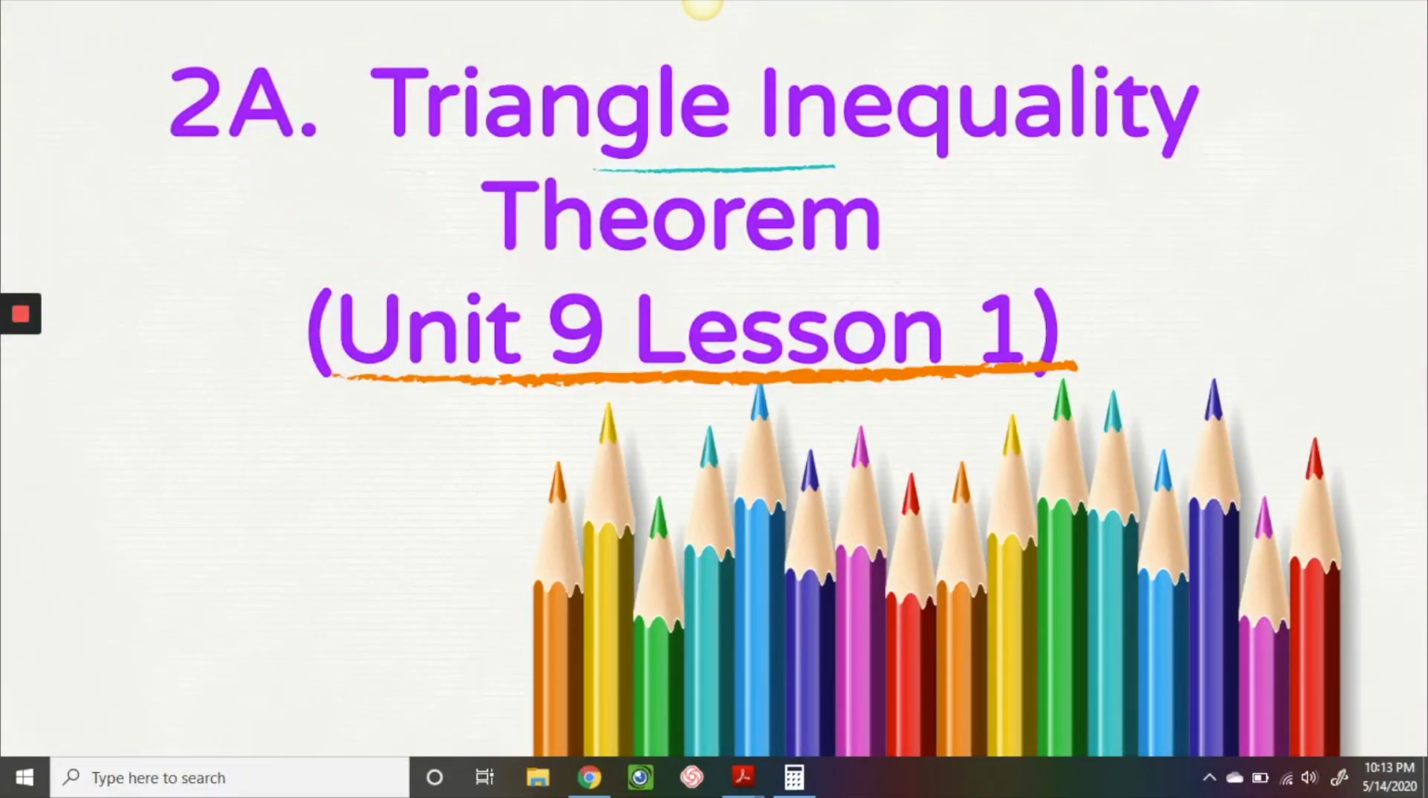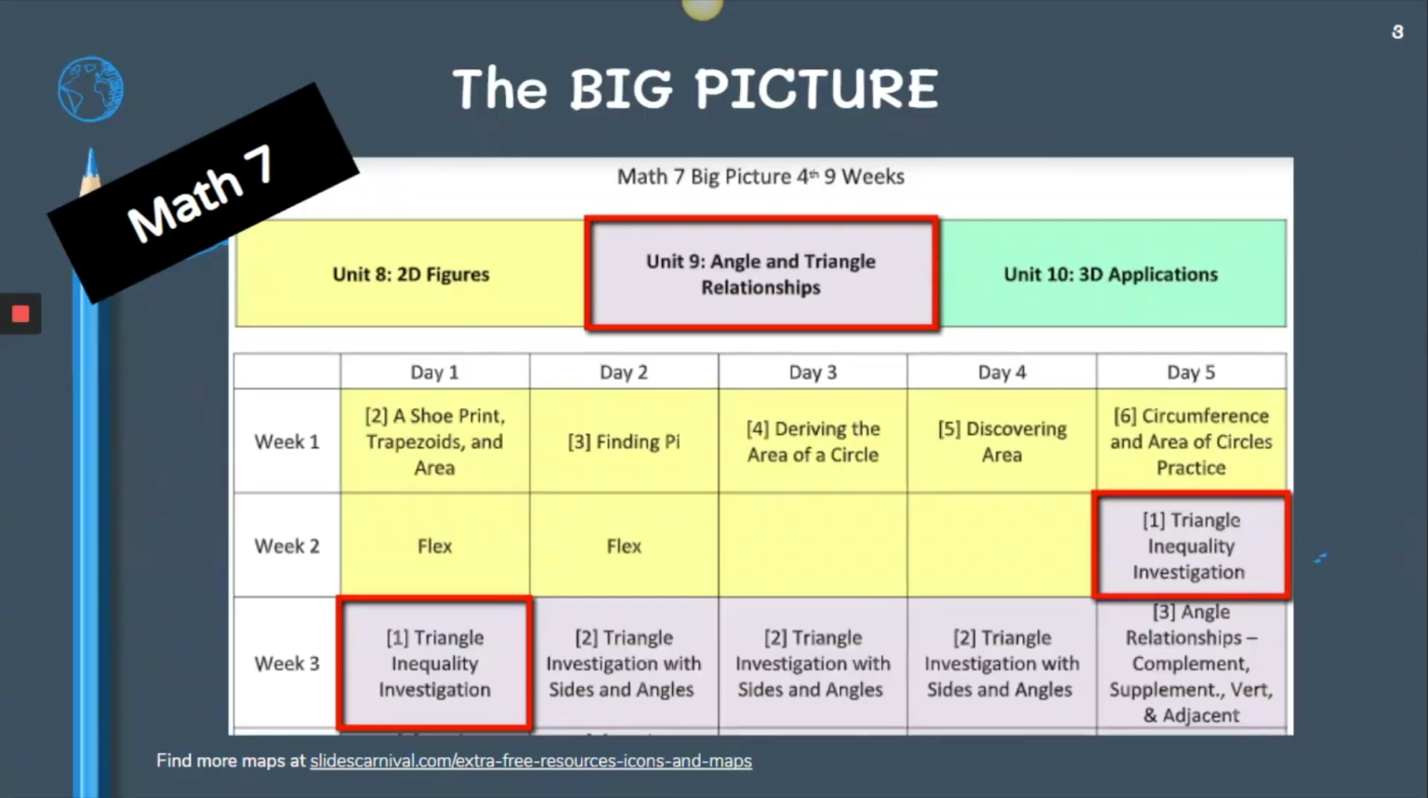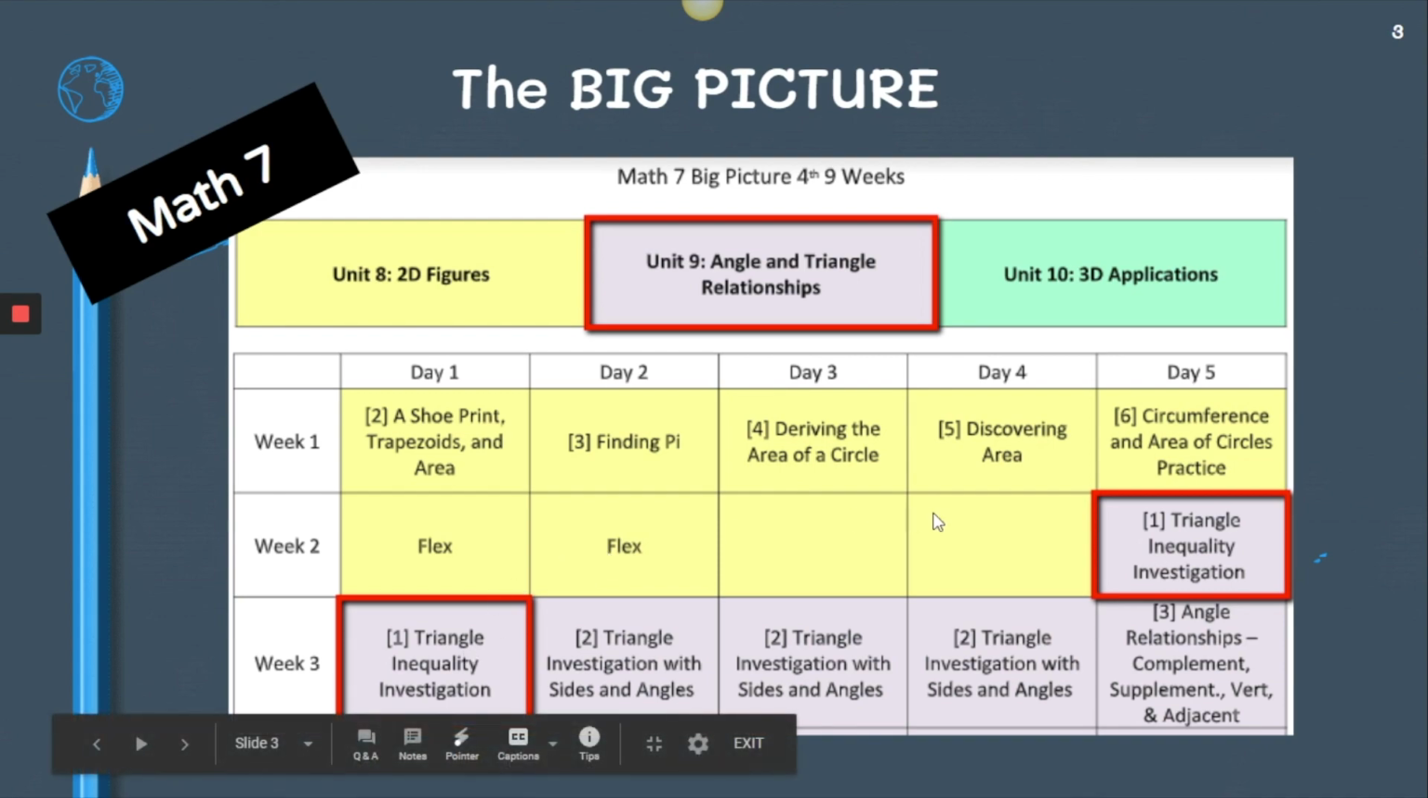Let's take a look at the Triangle Inequality Theorem. This is Lesson 1 of Unit 9. When will you teach this lesson? Let's take a look at the big picture to find out. So here's the big picture for Math 7. You can see that it's taught during the fourth 9 weeks in Unit 9, and there's 2 days given for this lesson.